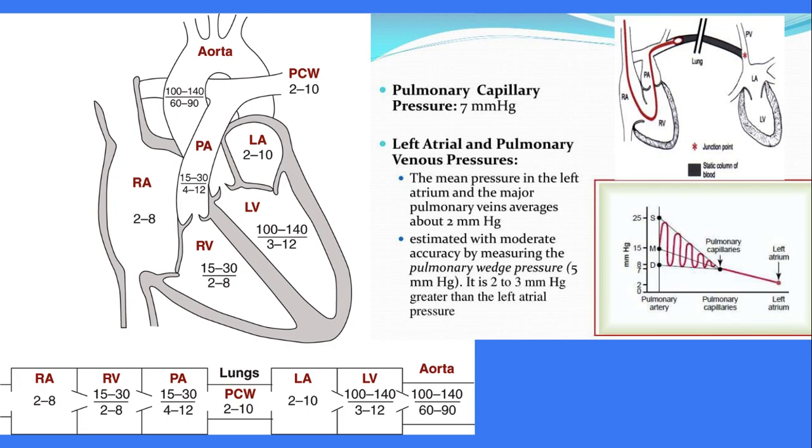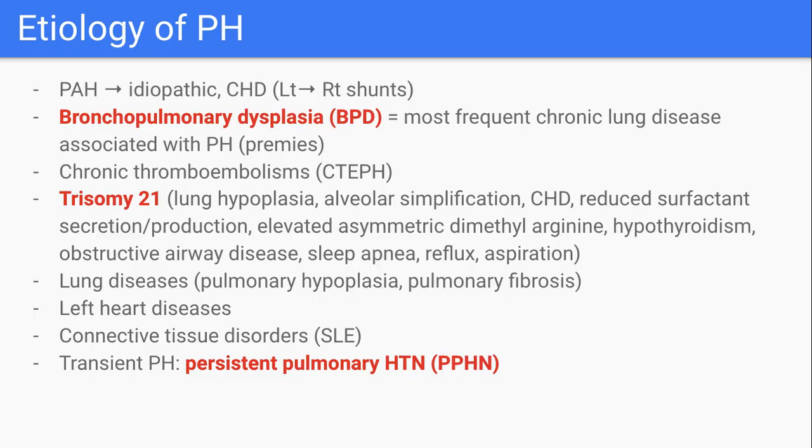Or you can have something within the lungs. So those are basically the three main sources where you can have an obstruction and buildup of pressure. The etiology of pulmonary hypertension, like we said, is mostly going to be idiopathic in our demographic, with congenital heart disease being one of the major etiologies, specifically the ones that cause left to right shunts. In the preemies, the most frequent chronic lung disease associated with pulmonary hypertension is bronchopulmonary dysplasia. Other lung diseases that can lead to pulmonary hypertension include hypoplasia of the lungs and fibrosis. Also, chronic thromboembolisms can cause pulmonary hypertension.